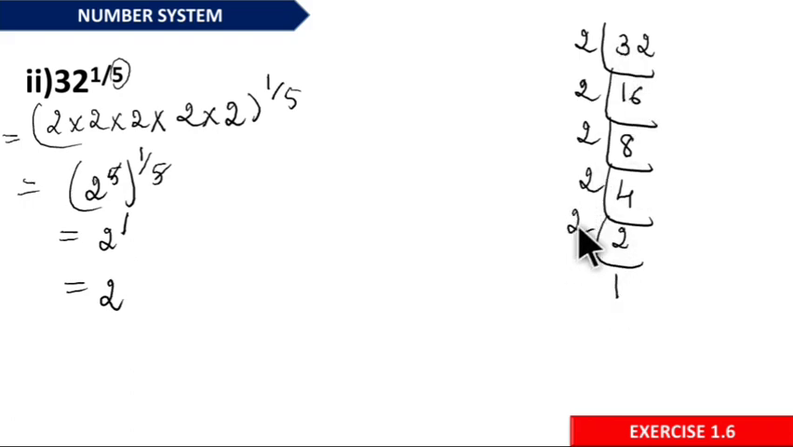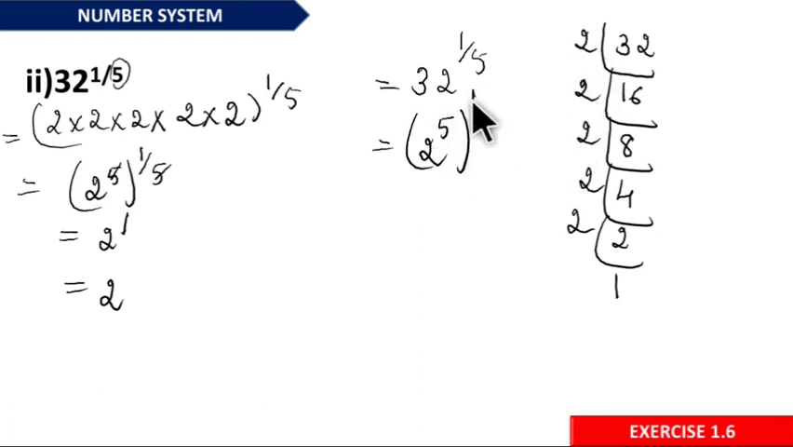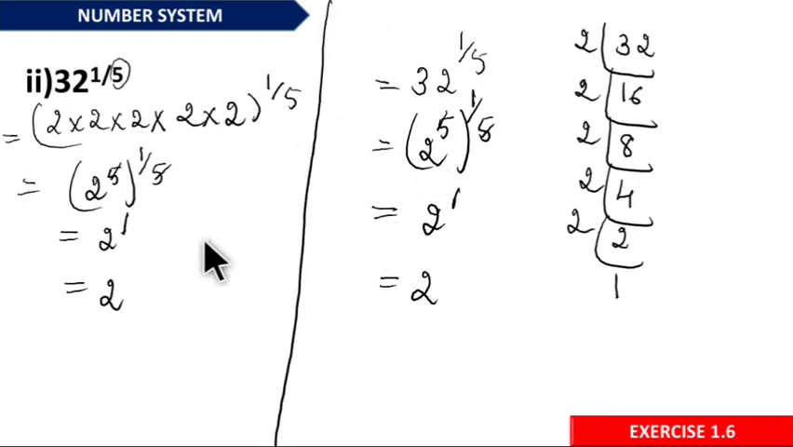We are having 2 five times, the same. So 32 to the power 1 by 5 we can write as, how many times are we having 2 here? 5 times. (2 to the power 5) whole to the power 1 by 5. Here the 5s get cancelled, so the remaining is 2 to the power 1, that is 2. In both methods we are getting the same answer. So whichever method is easy for you, you can follow that method.